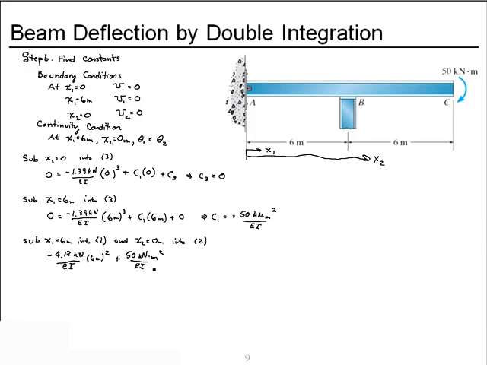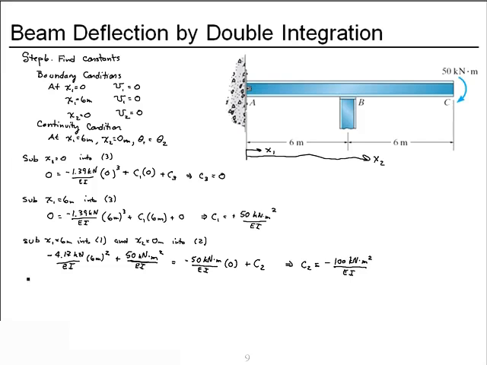over EI, and that is equal to the minus 50 kilonewton meter over EI times x2, which is 0, plus the constant C2. We solve that, find that C2 is a minus 100 kilonewton meter squared over EI. We now have one more constant to find, C4.